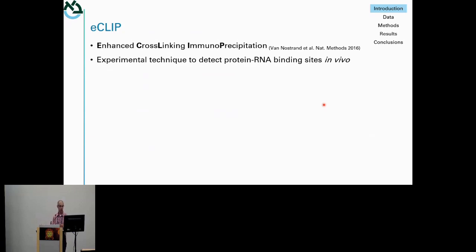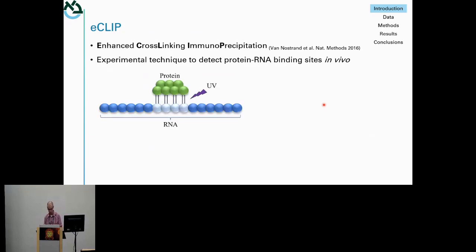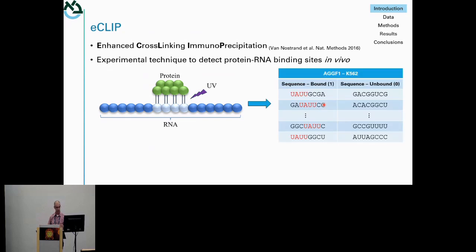eCLIP stands for cross-linking immunoprecipitation, where we get the binding through cross-linking of the protein to the RNA. Through different processes, which I will not cover today, eventually we get reads that belong to the binding site. We can map them back to the genome, perform peak calling, and then a computational person like me goes to the ENCODE database, downloads a BED file, and can extract the sequences that were bound.